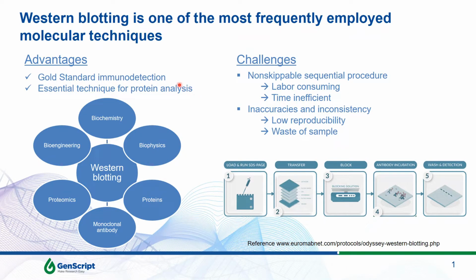There are various research techniques in the field of protein analysis, and Western blotting is one of the most useful tools for protein detection and analysis. It has been widely applied in many research topics, such as biochemistry and proteomics, because of its gold standard quality and essential role in immunodetection.